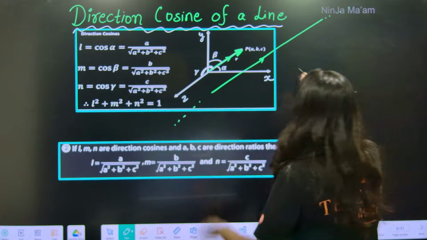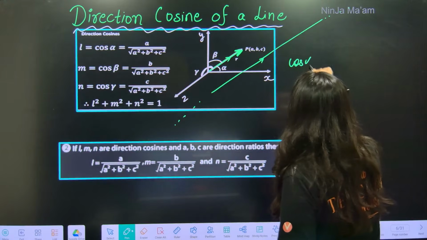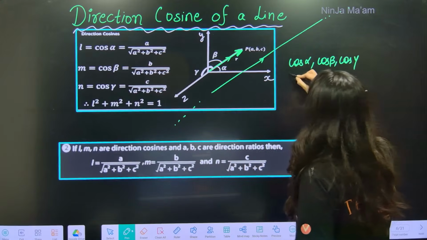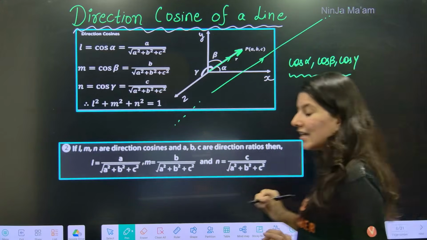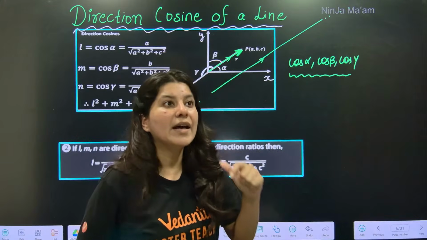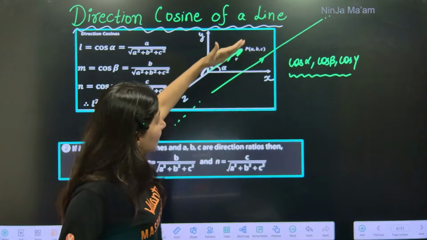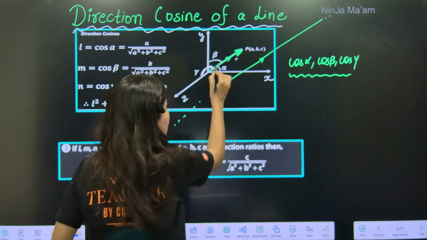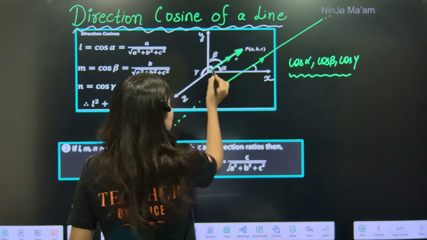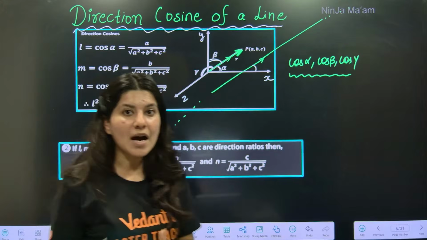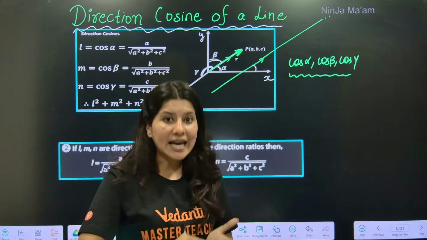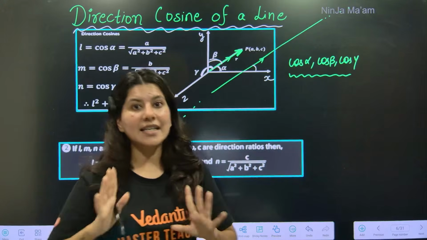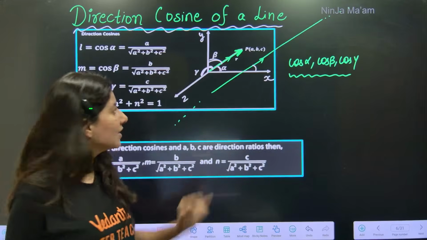So three numbers, cos alpha, cos beta and cos gamma, are nothing but the direction cosines of the line, where alpha is the angle made by the direction vector or line itself with the x-axis. This is alpha, this is beta, this is gamma. So alpha, beta, gamma are the angles made by the line with the x-axis, y-axis, z-axis respectively. I hope this part is clear.